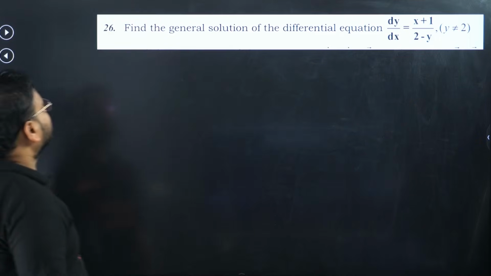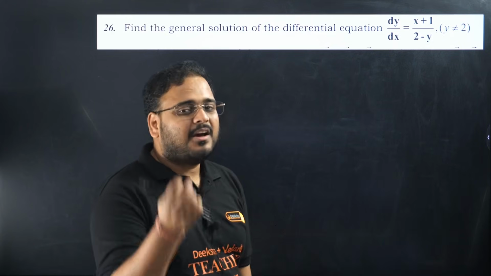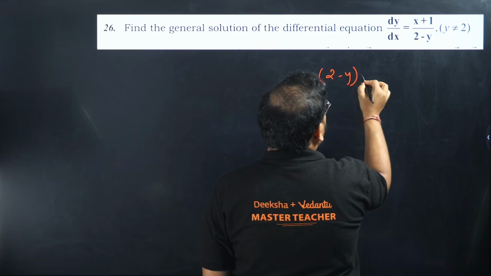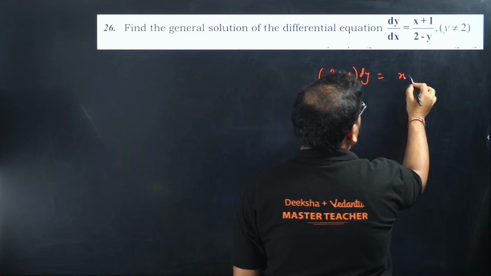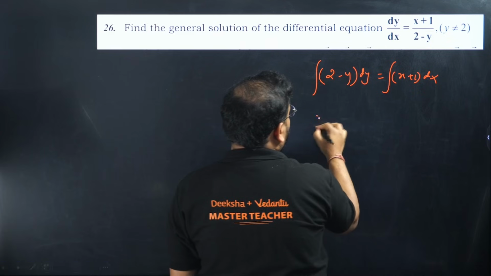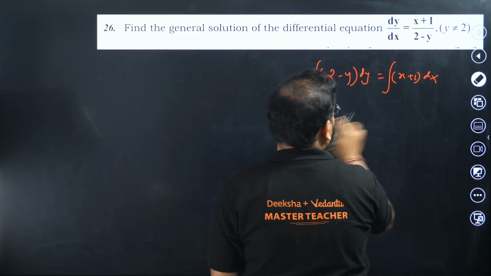Next, find the general solution of the differential equation given like this. This is what method? Variable separable method. You'll see this. Just change this over here. 2 minus y with dy equals to x plus 1 with dx. Integrate on both sides. You'll get over here 2 minus y. No need to do that.